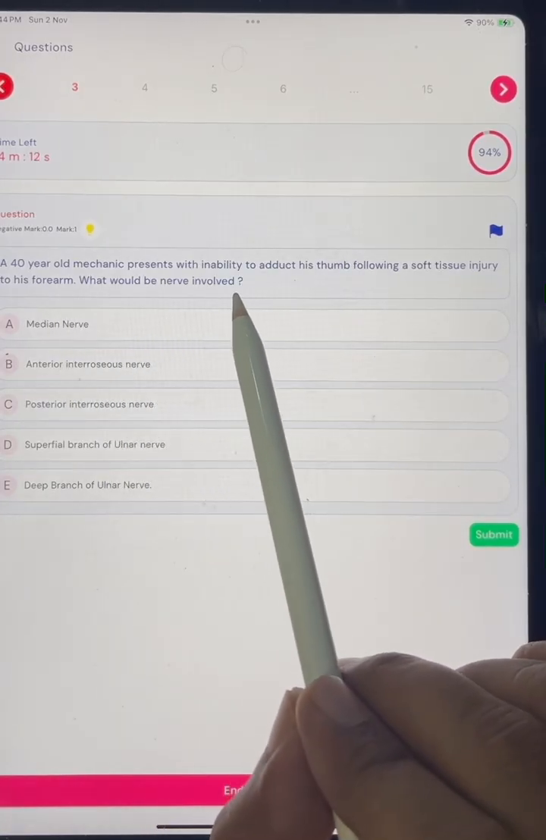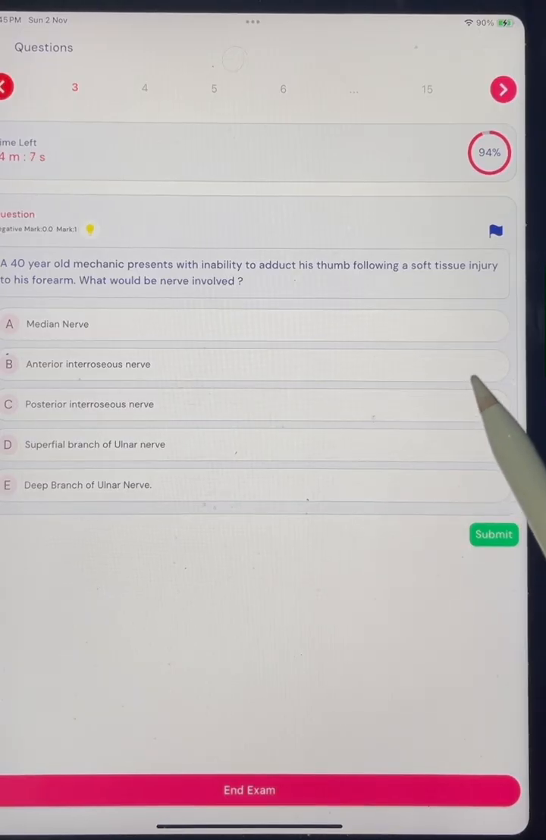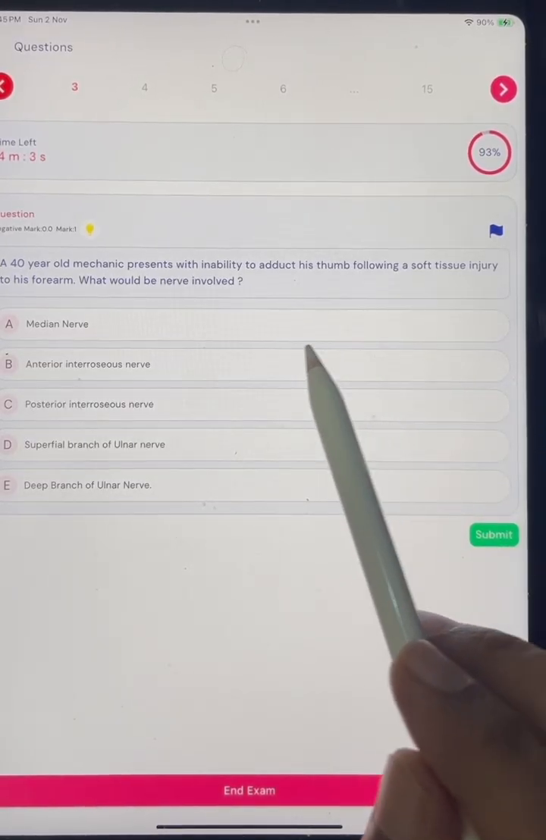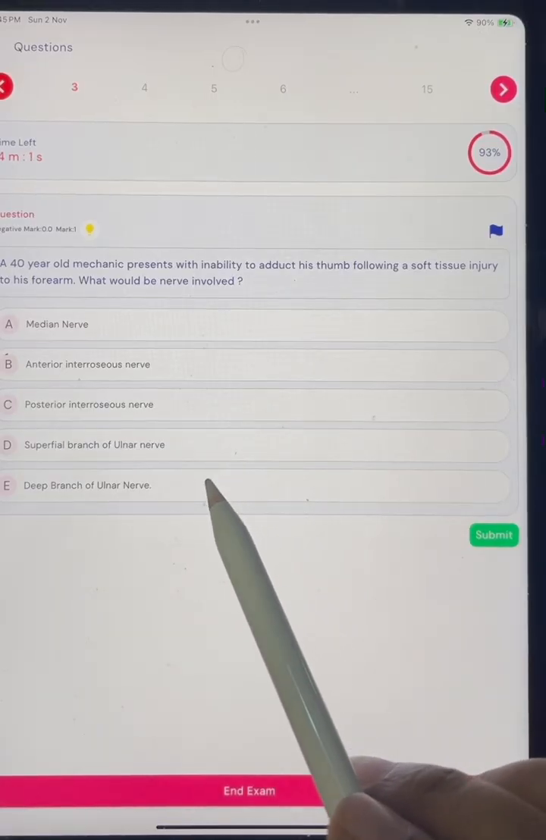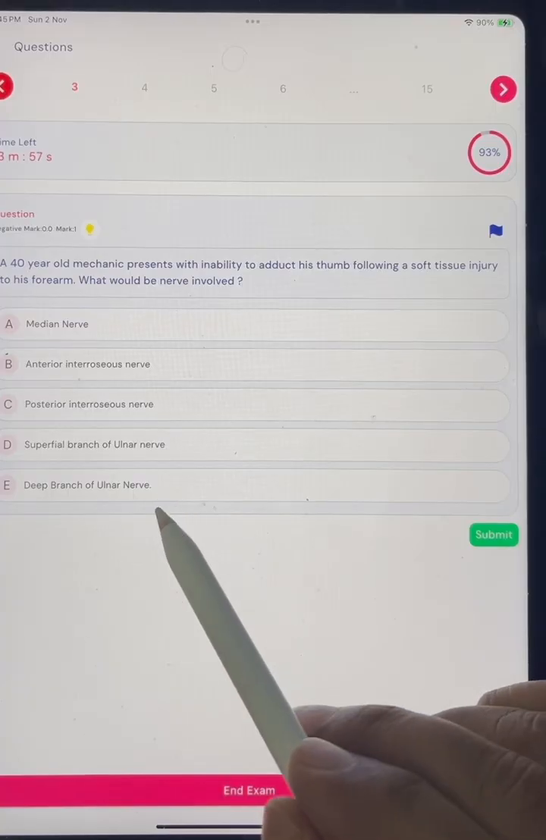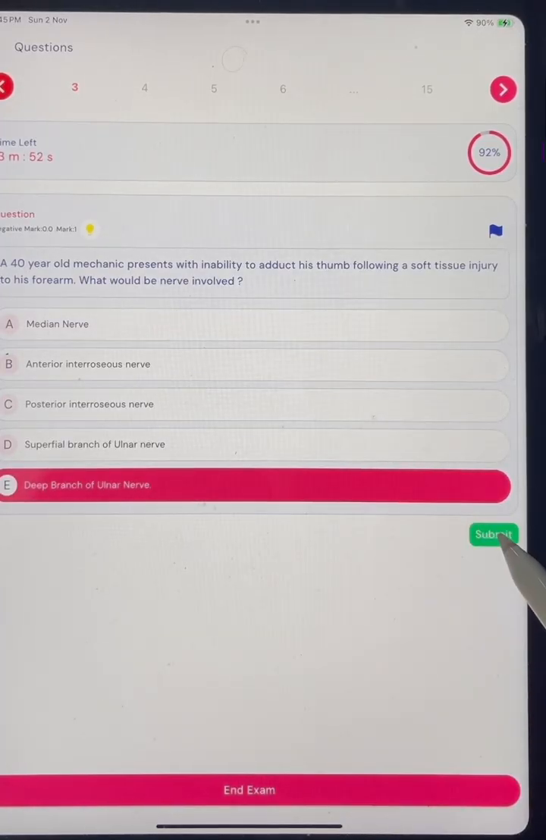A 40-year-old mechanic presents with inability to adduct the thumb, following a soft tissue injury to his forearm. The nerve is the ulnar nerve. Actually, it is adductor pollicis, so it should be the deep branch of the ulnar nerve. The superficial branch is supplying the skin. This is the deep branch.